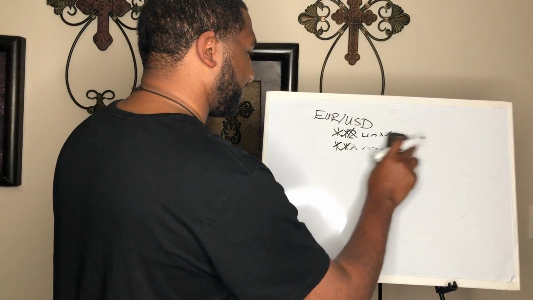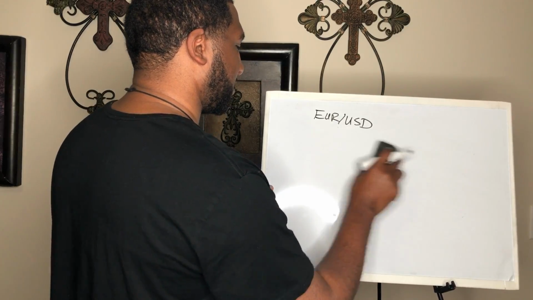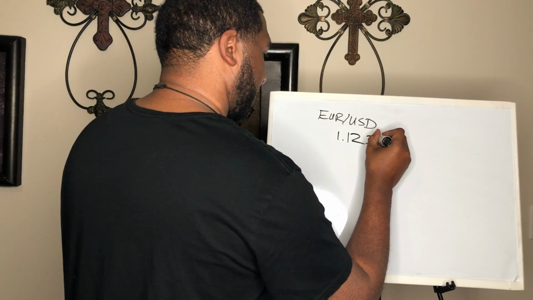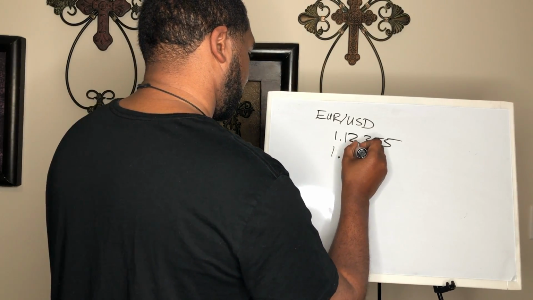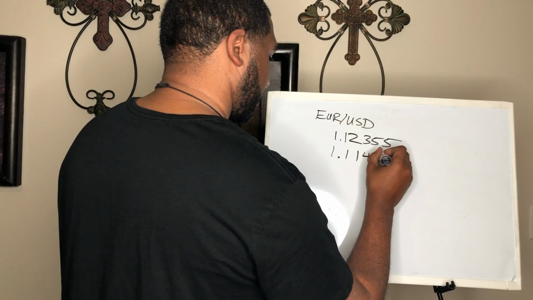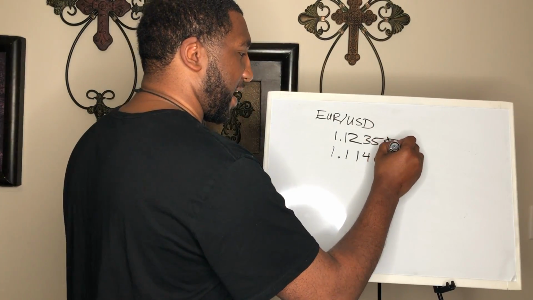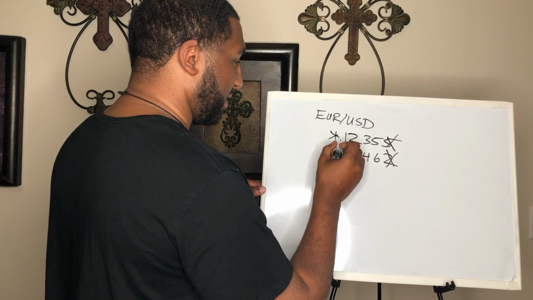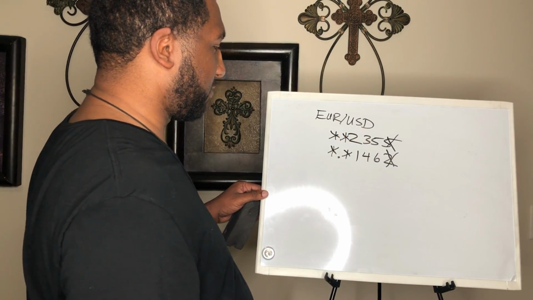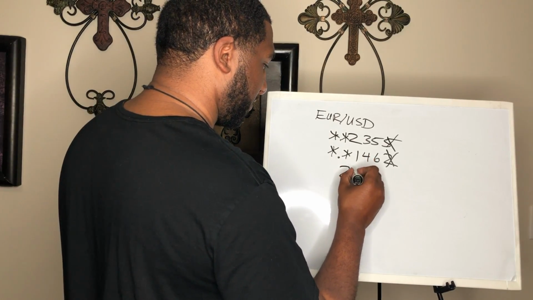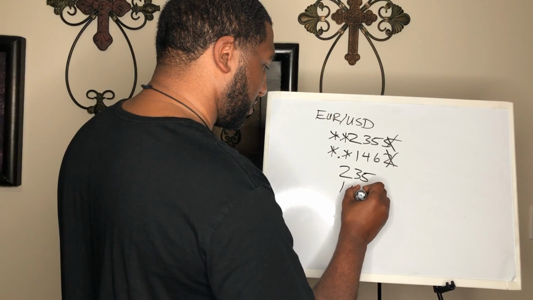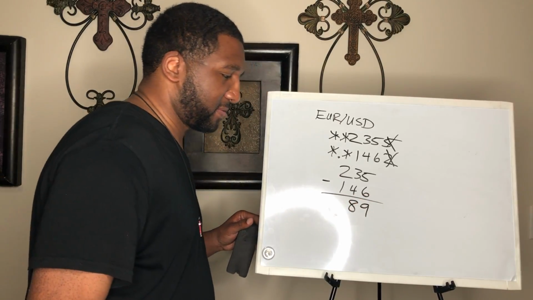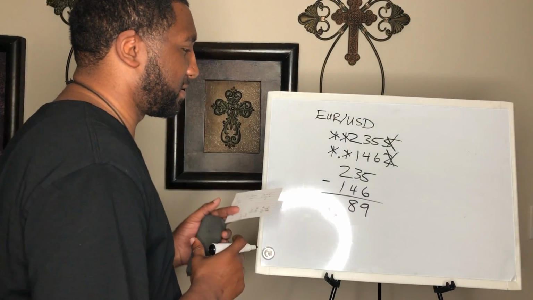So let's do one more example just so it's clear. If you want to count from 1.12355 to 1.11462, what's rule number 1? Last number does not matter. Rule number 2, eliminate any number that is the same. What are you left with? Don't even let the decimal scare you. 235 and 146. What's the difference between those two numbers? The answer would be 89 pips. It's that simple. 89 pips is the difference.